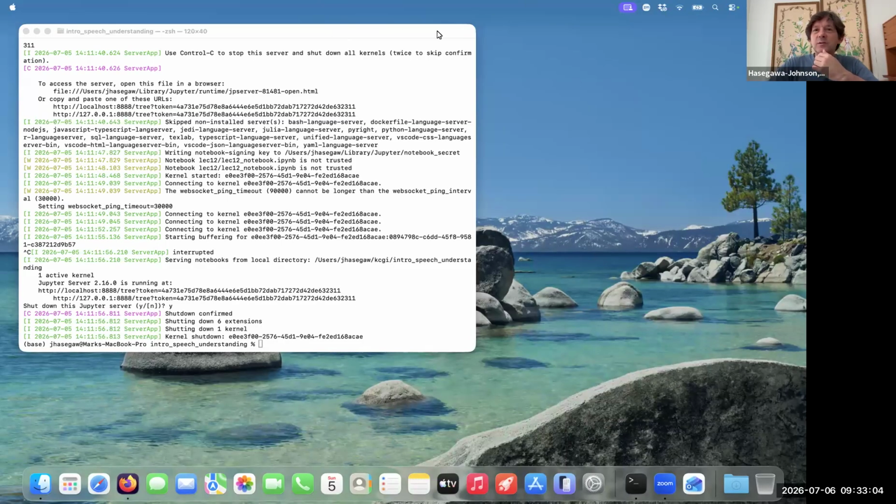And let's make sure that transcription is running. Let's check to see if transcription is running. Is it transcribing? Yes, good.